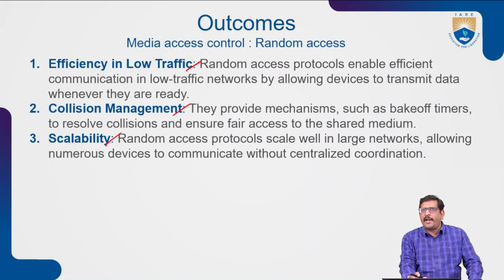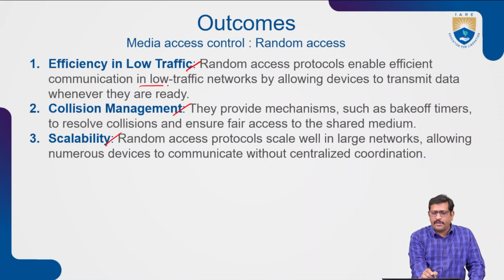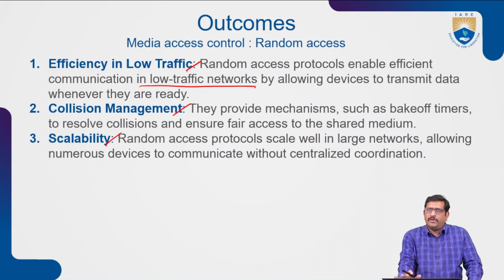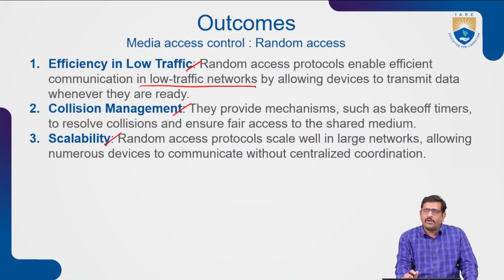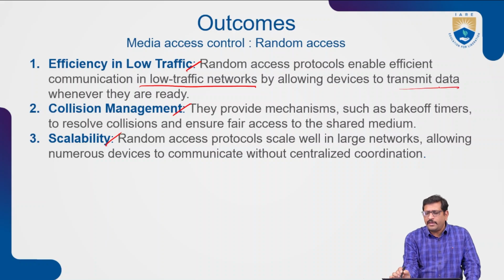Efficiency in low traffic means the random access protocols communicate efficiently in a low traffic network. Whenever the traffic between the devices is very light, these random access protocols communicate efficiently between all the devices by allowing them to transmit data whenever they are ready, without loss. So efficiency in low traffic means data loss can be reduced.